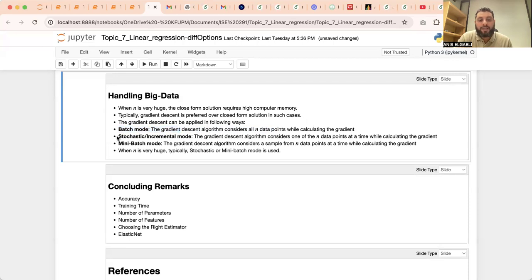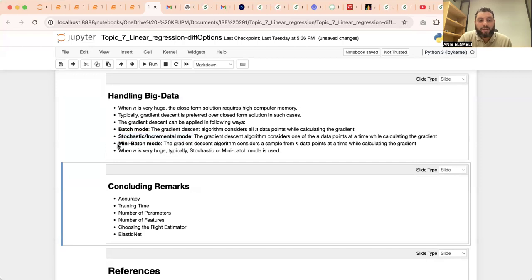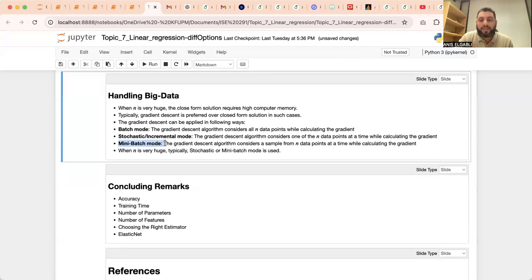So the extreme case is to consider only one sample when you're computing the gradient at every iteration, and that's called stochastic gradient descent. But that's the extreme case. You can actually perform mini batch gradient descent, where you divide the data into small batches, mini batches, and at every iteration, you compute the gradient based on one of these mini batches.